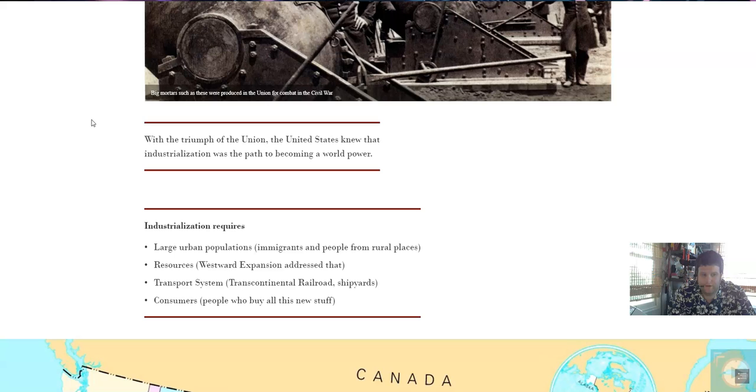Now, the last thing you need are consumers, the people who buy all that stuff out of the factories. We will talk more about them later. And one thing that's worth noting is they don't necessarily have to be local, but especially in the earlier industrial revolutions like Britain and the United States, really they started with local manufacturing.